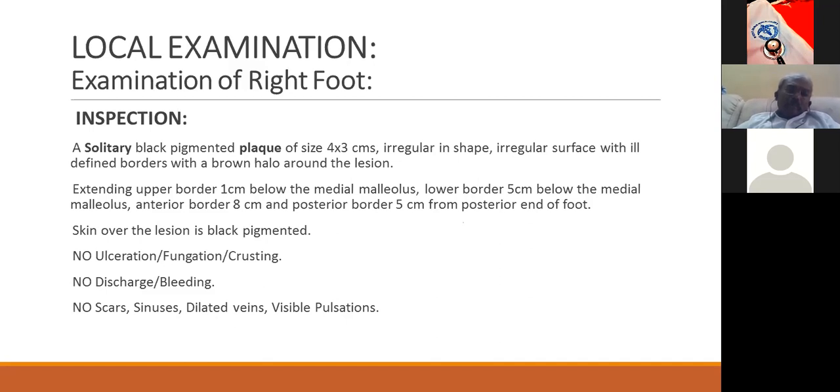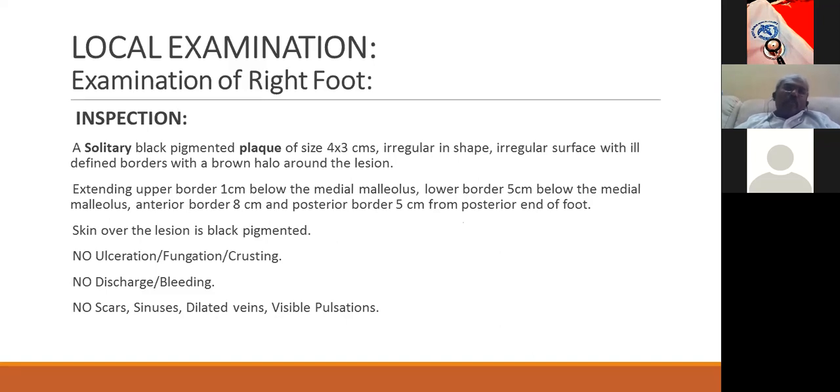Extent of the lesion: the upper border was 1 centimeter below the medial malleolus. Very good. The lower border was 5 centimeters below the medial malleolus. The anterior border was 8 centimeters from the posterior end of the foot. That is very difficult to tell, but you need not worry if you tell this. The first two things should be fine. What is the posterior end of the foot? Or you mention it from the heel. It is very difficult. If you tell two things, it is fine and good.